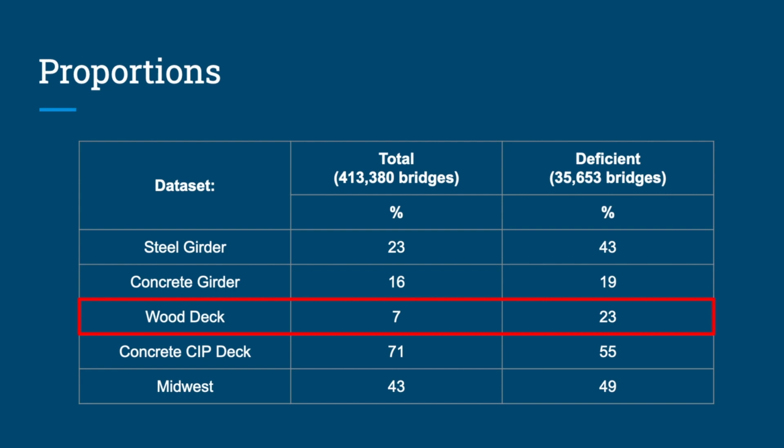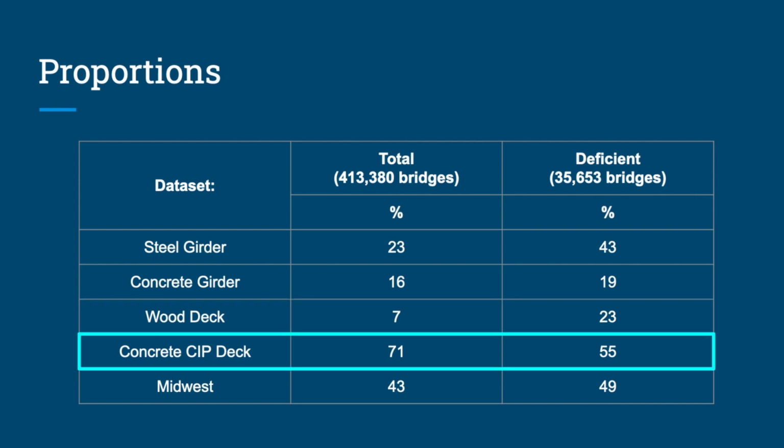Another one we hadn't talked much about is wooden decks. There's only 7% in the total. That's to be expected. Wooden decks are primarily used only on historical bridges and pedestrian bridges. So they make up 7% of the total number of bridges, but 23% of deficient bridges. So again, this is one that's kind of overrepresented in the deficient bridge group. The cast-in-place concrete decks actually seem to be doing pretty well. They make up 71% of the total bridge population, but only 55% of deficient bridges. So it seems like the concrete decks are holding up pretty well.